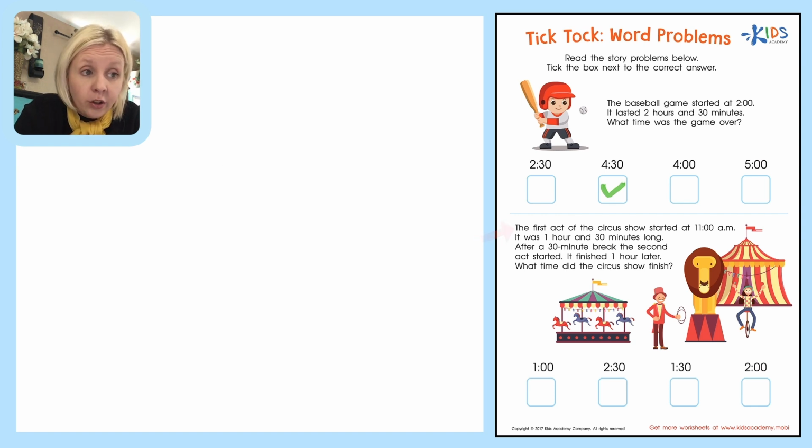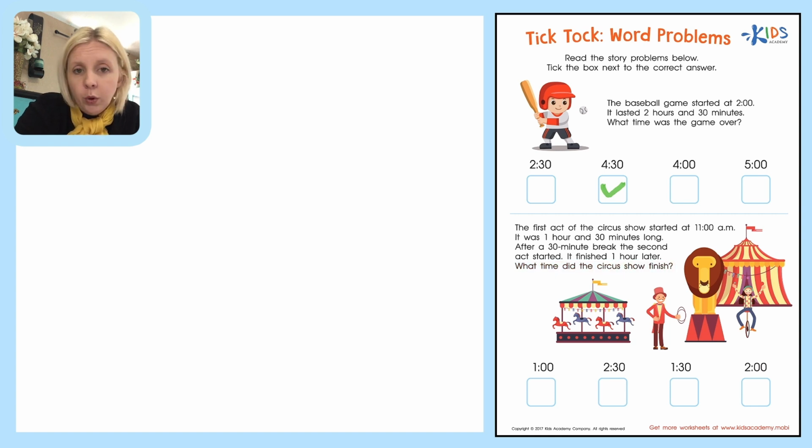The next one says the first act of the circus started at 11 o'clock a.m. It was 1 hour and 30 minutes long. After a 30-minute break, the second act started. It finished 1 hour later. What time did the circus show finish?